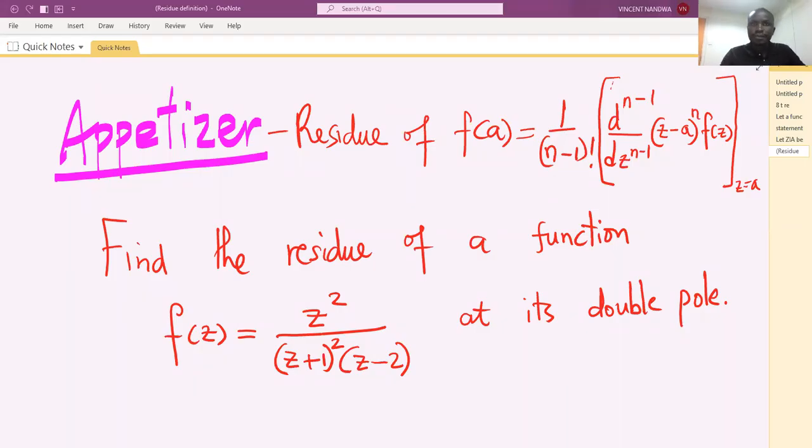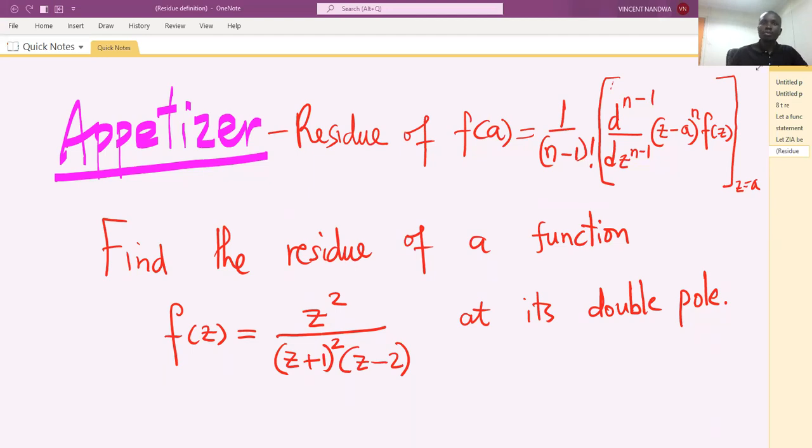Welcome again. In this question, we are going to solve the residue of a function by use of the formula that the residue of the function at the point z equals a is given by 1 over (n minus 1) factorial times the (n minus 1)th derivative of (z minus a) to the power n multiplied by the function f of z, at the point z equals a.